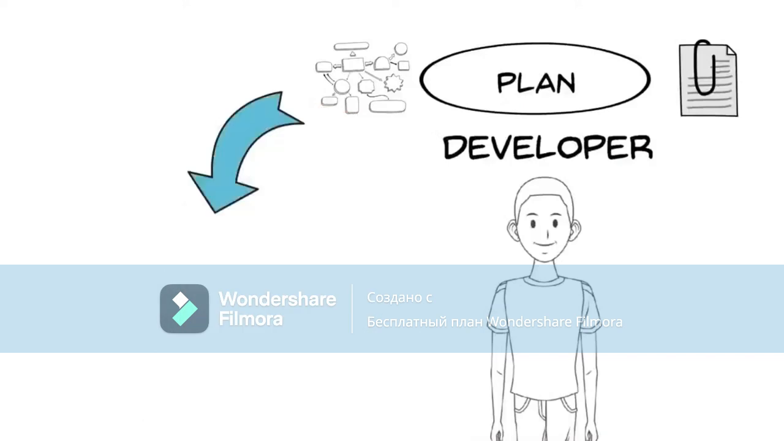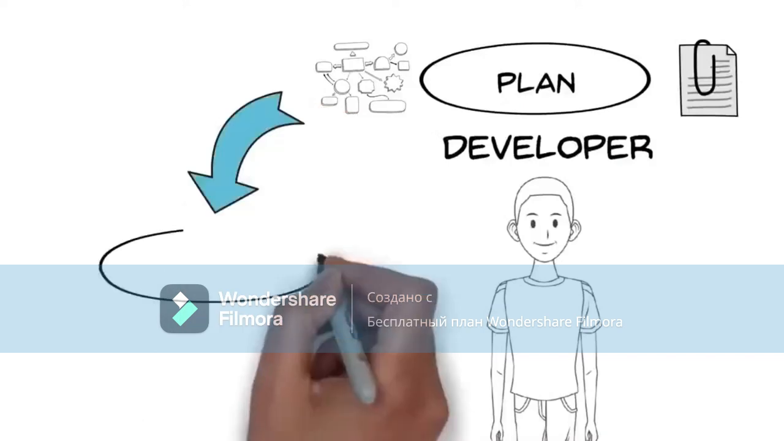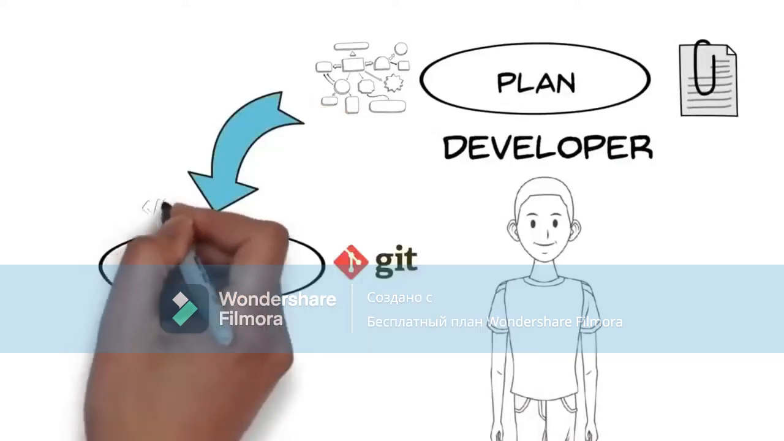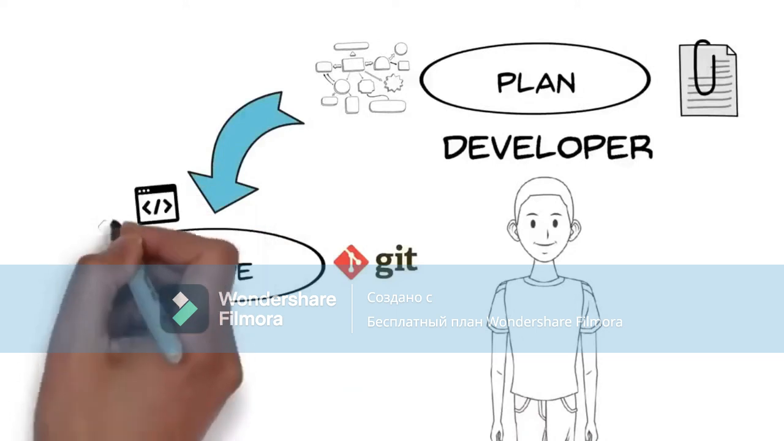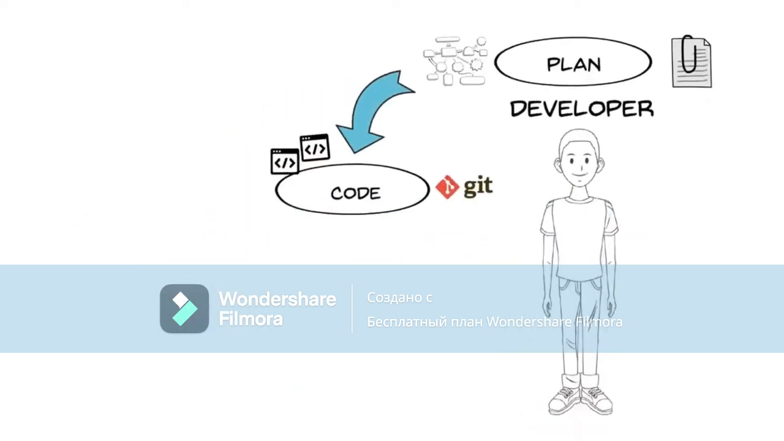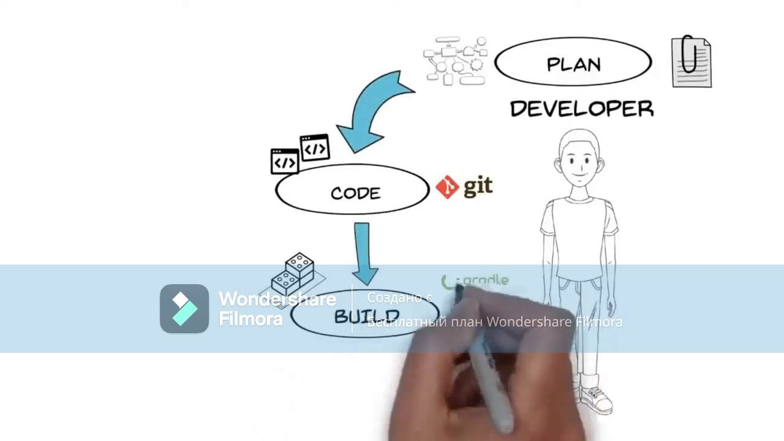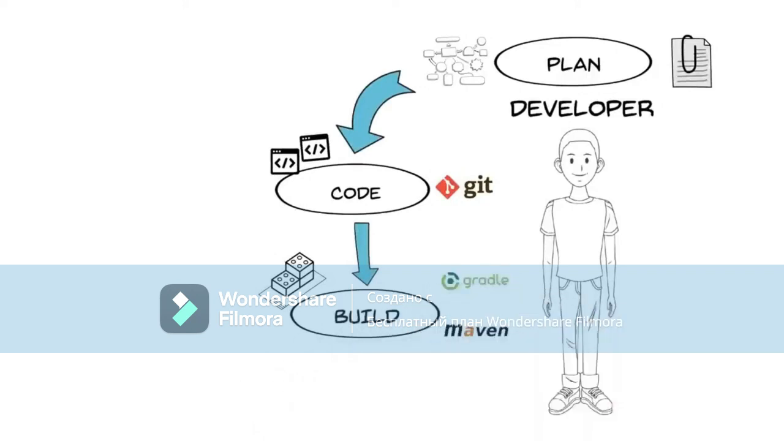Once he has the plan, he now codes the plan. With tools such as Git, Tim has a repository for storing all the code and its different versions. This is called version control. Next, this code is fetched and made executable. This is the build stage. Tools such as Gradle and Maven will sort this out.